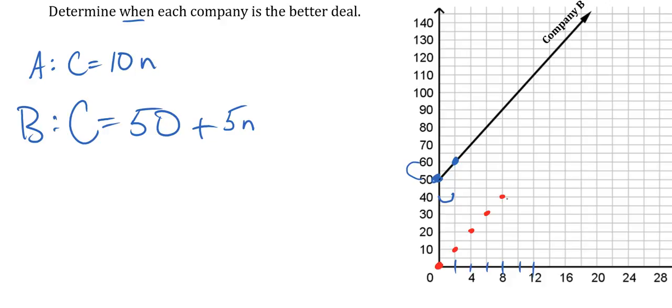Company A does start at 0. That's not my mistake. What was my mistake? I went up by tens. Cool?